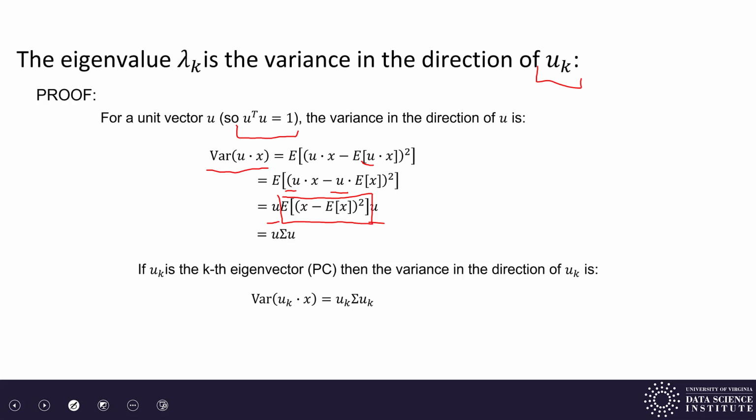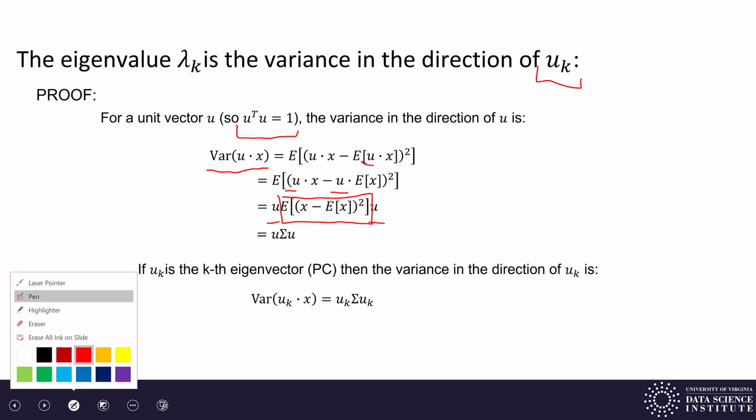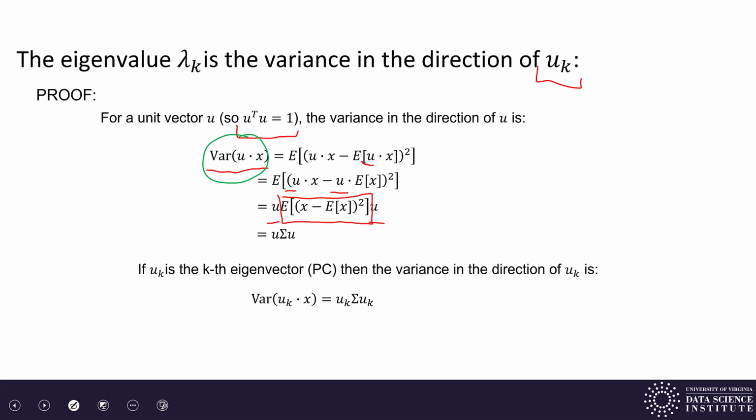Okay, so we use this little thing that we've just shown in a computation, that variance in the direction of x is equal to variance in the direction of u is equal to u transpose sigma u, and that is what we're using for this first equality. So if uk is the kth eigenvector or kth principal component, then the variance in the direction of uk. So now we're going to compute the variance in the direction of the kth eigenvector. And so by the computation we did above, that's uk transpose times the covariance matrix sigma times uk.